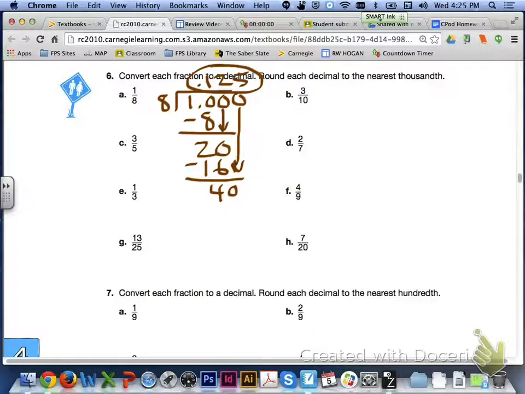Here is what letter A would look like when I show traditional division to convert each fraction into a decimal. 8 is going to be my divisor, 1 is going to be my dividend, and I can see that this is a terminating decimal. 125 thousandths would be my answer.